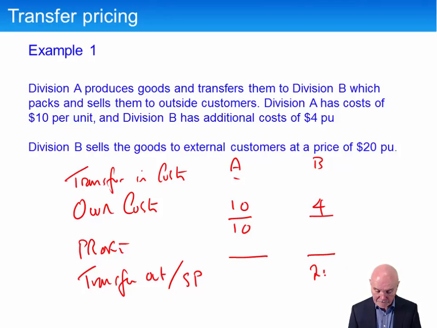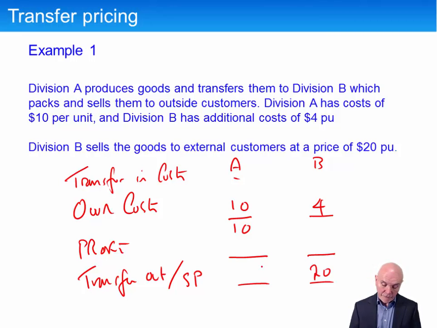We know there the final selling price is going to be 20. That's really all we can fill in at the moment. We don't know what A transfers to B at. We can put in some figures in a moment to see what that's going to be. But what this allows us to do is to decide what the group profit per unit would be.